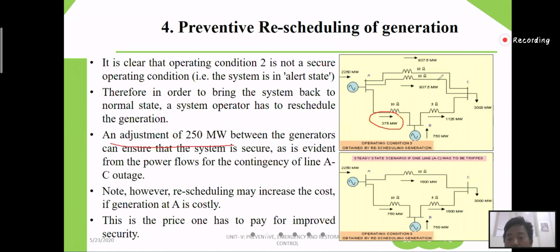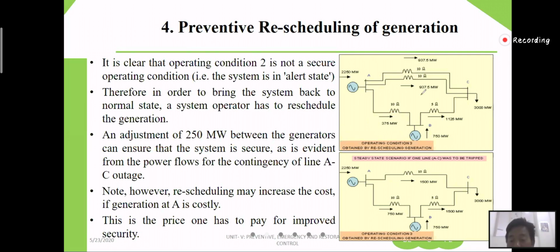So, and then there are two lines, so you'll get here 937.5 megawatt on each line, and then the total load you will get is 3000 megawatt, because 375 plus 750 you will get 1125 megawatt. Okay, so this is after readjustment.